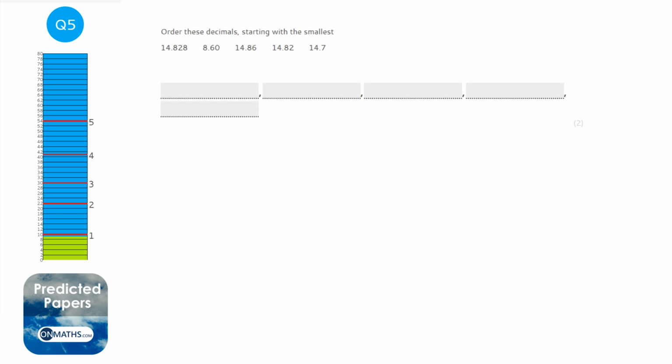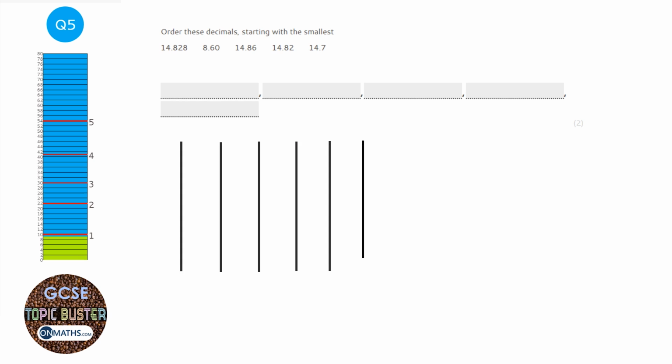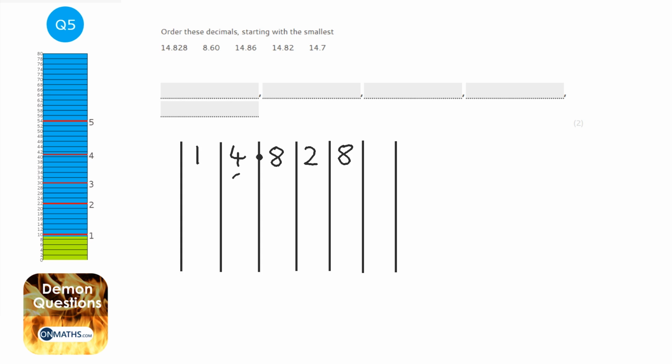The easiest way to order decimals is just to put yourself a few columns down the page, and hopefully I'm going to try and get enough columns. I always end up with not enough, so if I put some extra ones in, that should suffice. And just literally put the numbers in, so 14.828, and make sure the decimal points are lined up, so 8.60 is going to be like this, and I'm going to put an extra 0 in to make them all the same length. It doesn't change the number at all.